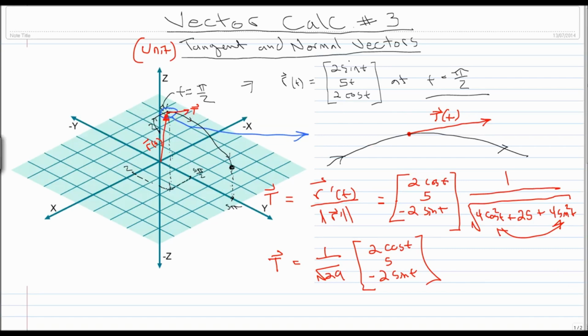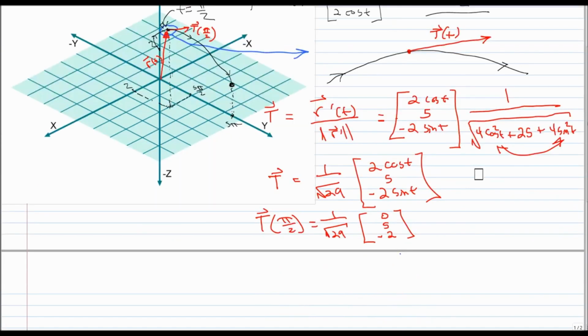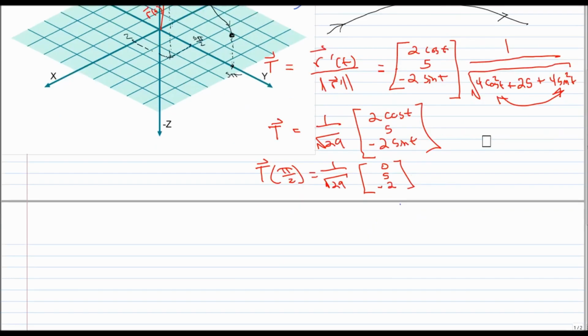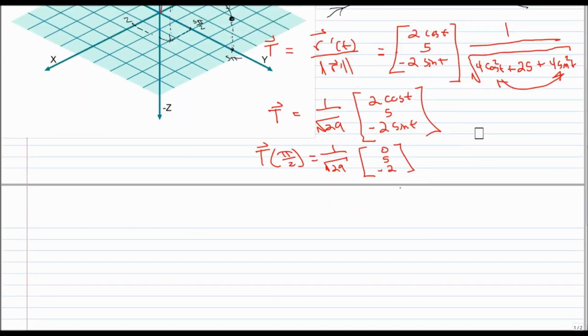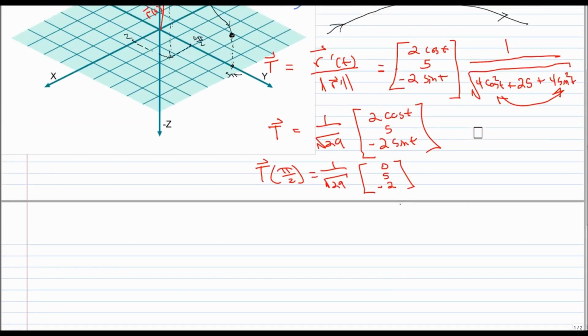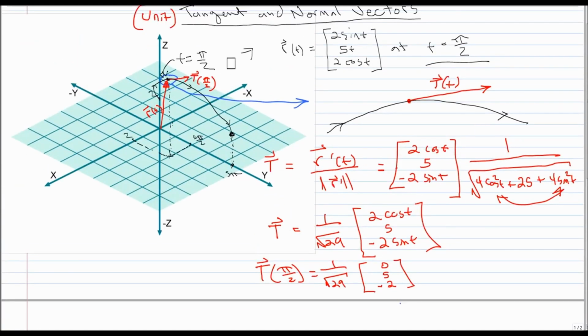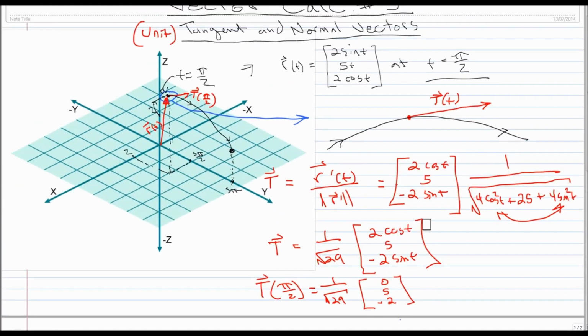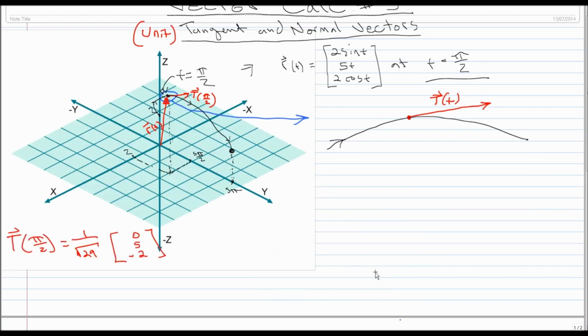So we're interested in when t equals pi over 2. If I plug that in, cos of pi over 2 is 0, then 5, and negative 2. Okay, so let me expand upon this and tell you guys about normal vectors. I want to reuse this space here. Stick our tangent vector over there.